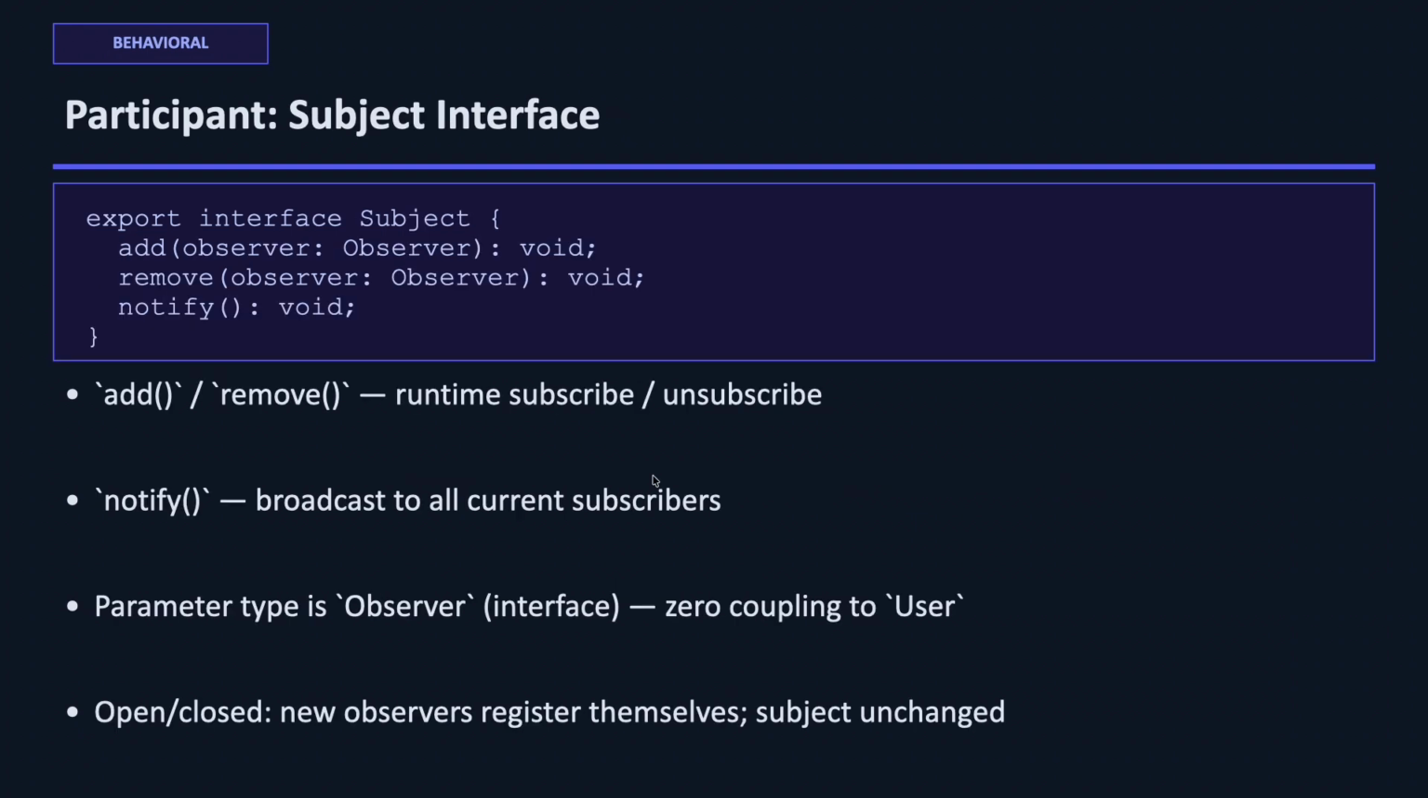Here is the subject interface. We have these two methods, add and remove, that manage the subscription list at runtime. Observers can join and leave without the subject needing to be rebuilt. It's not something that we have to hard code or prepare ahead of time. We can do this while the application is running. Notify broadcasts to everyone currently in the list. So the parameter type is observer. It's the interface, not the concrete class. This is the key. So the log knows about the observer. It doesn't really know about the user.